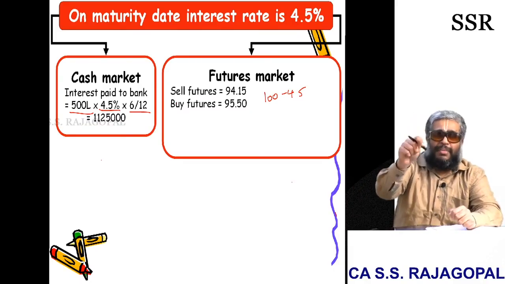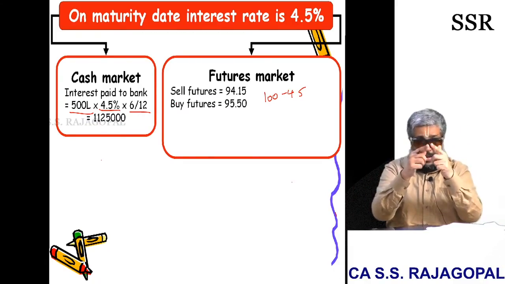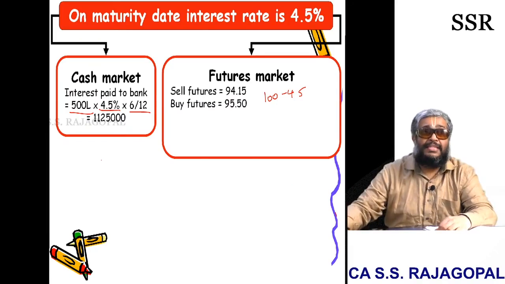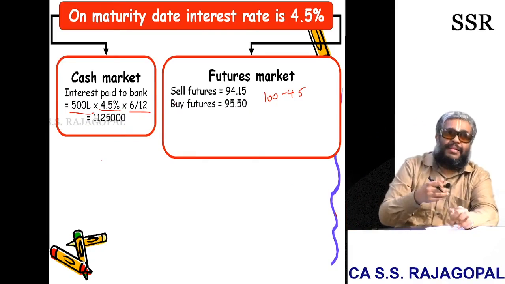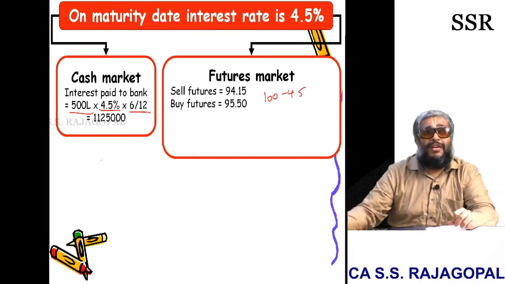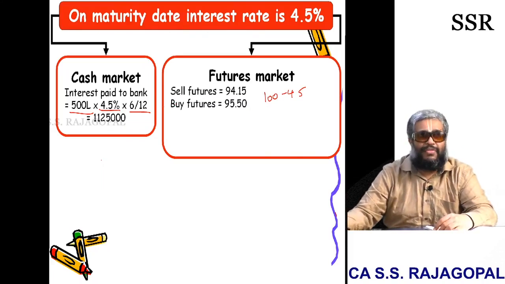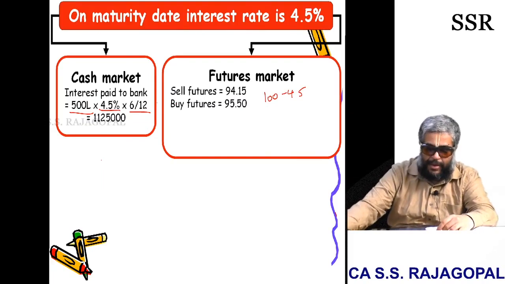Now it's a 3 months futures contract. On the futures maturity date, cash and futures markets converge. So it is 95.5. Suppose I had closed the 3 months futures in the second month, there will be some basis. Here it is 4.5 now, and in the futures market also the same 4.5 should be the going interest. So it should be a futures price of 95.5.